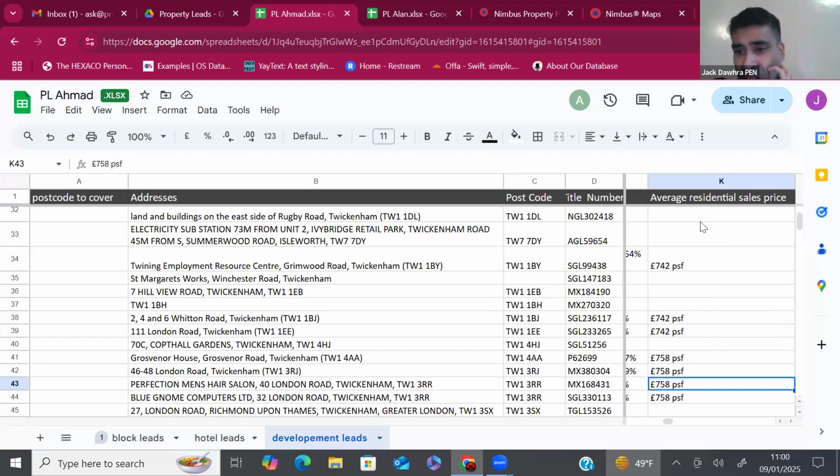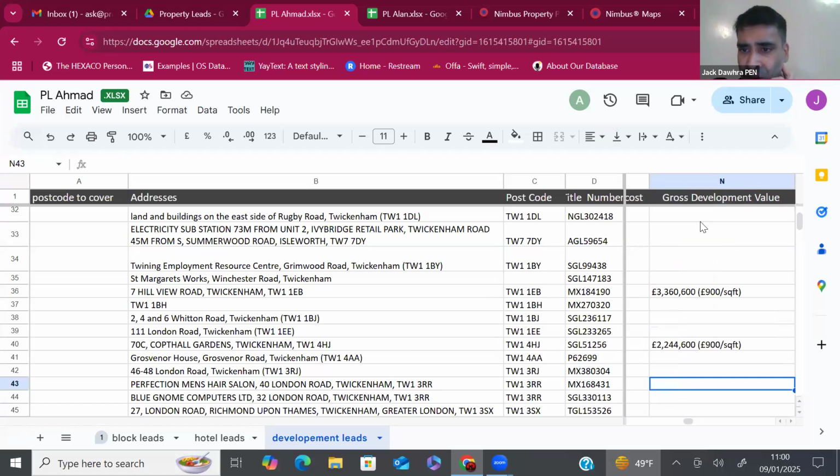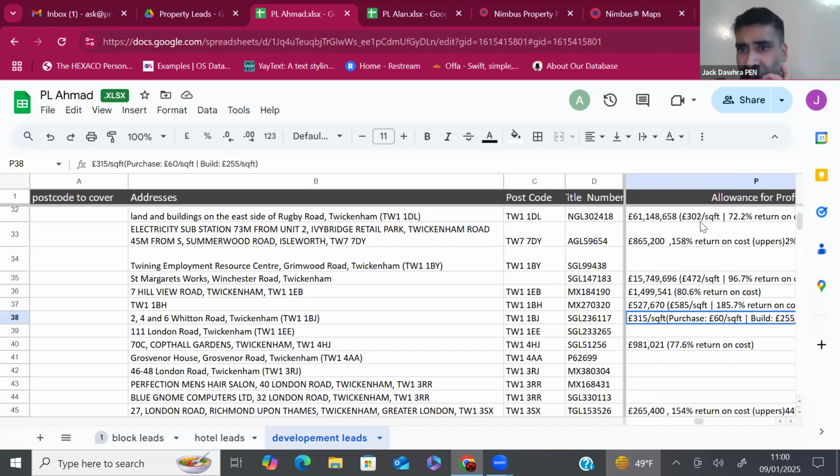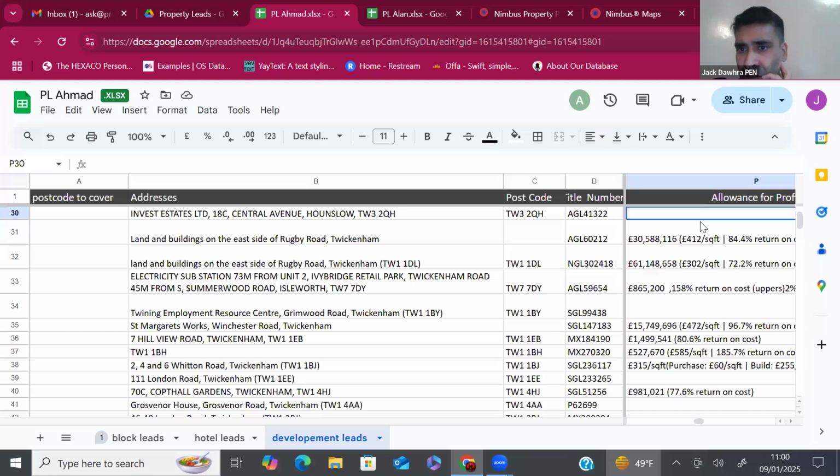Average residential sale price for the old stock. Assumed new build price, 900 per square foot would be very normal in TW postcodes these days. Local estimated conversion cost, 219. That's a very good number. I know the local region. GDV on this one is 3.3, this one 2.2. Allowance for profit.